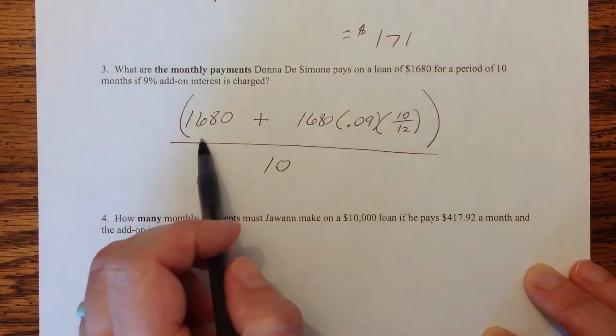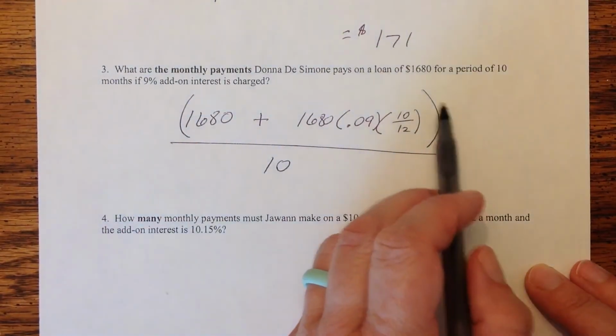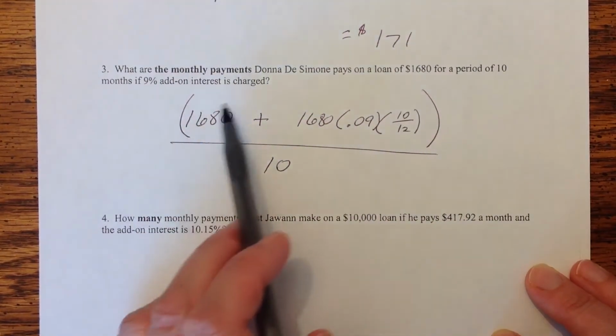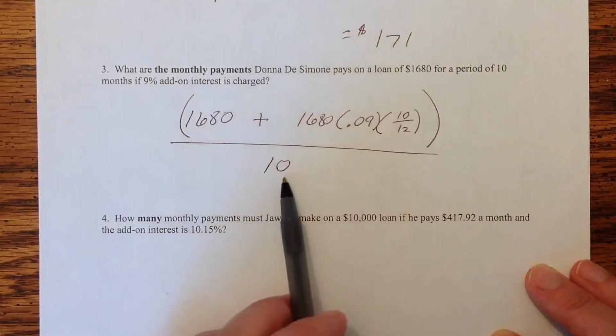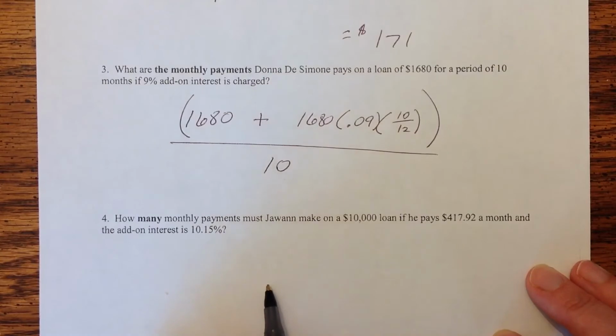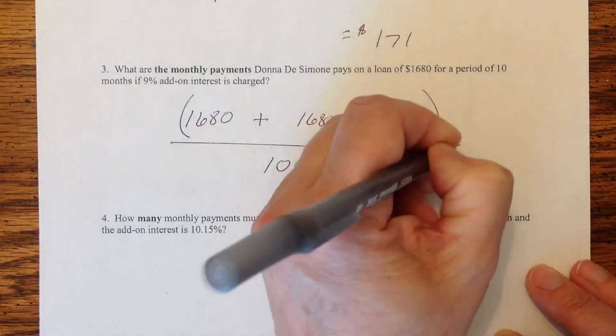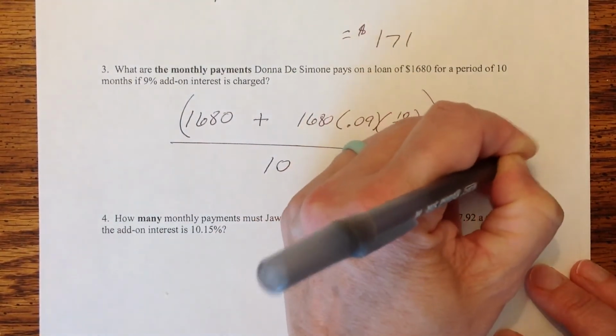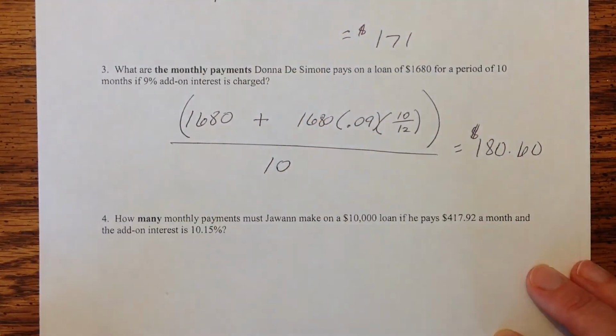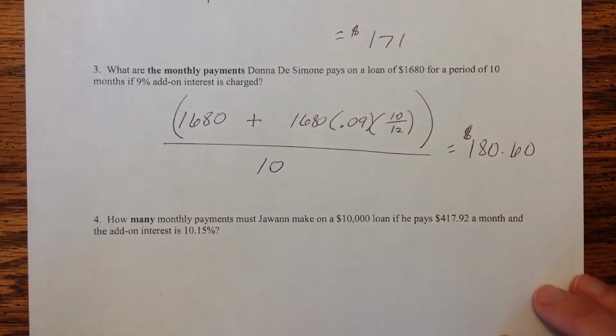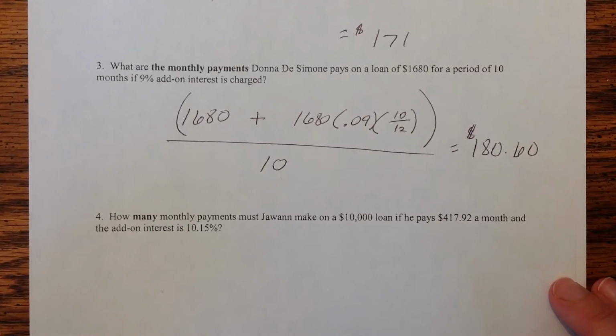If you're going to put this in your calculator, you need extra parentheses to hold the whole numerator, so this whole sum is divided by 10. And you get $180.60 would be her monthly payment.